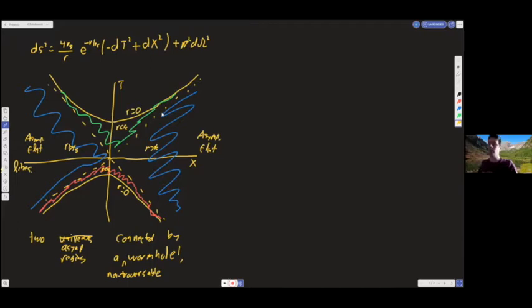So to introduce that, let me first draw. Somehow we have to collapse. So we somehow have to make a collapsing matter shell. I'm just going to do that by drawing a picture. But before I do that, I want to draw a sort of idealized version of the picture I just drew.